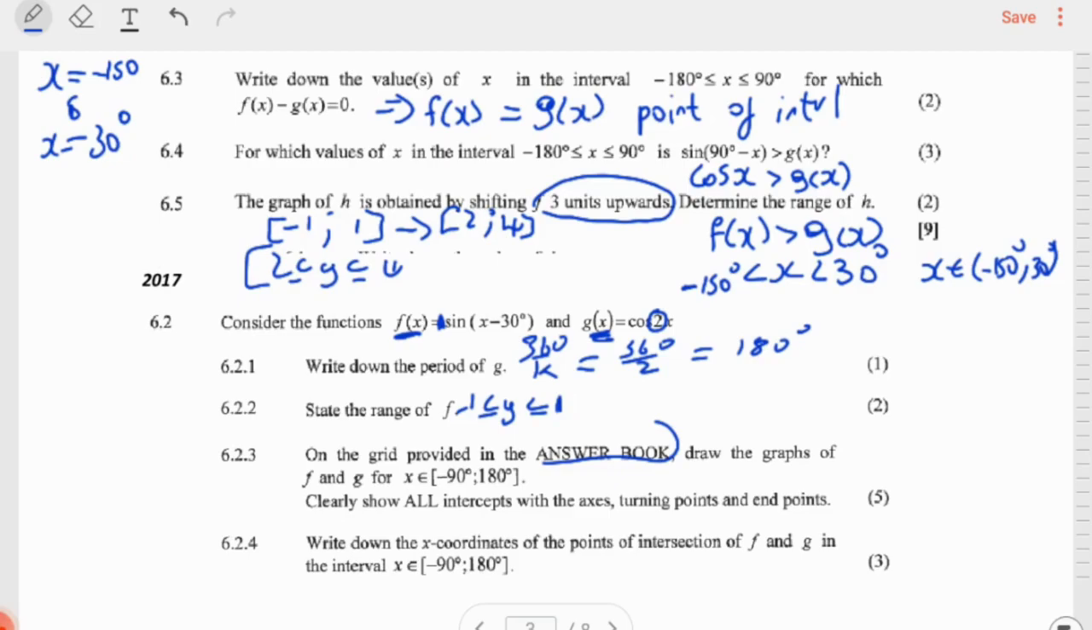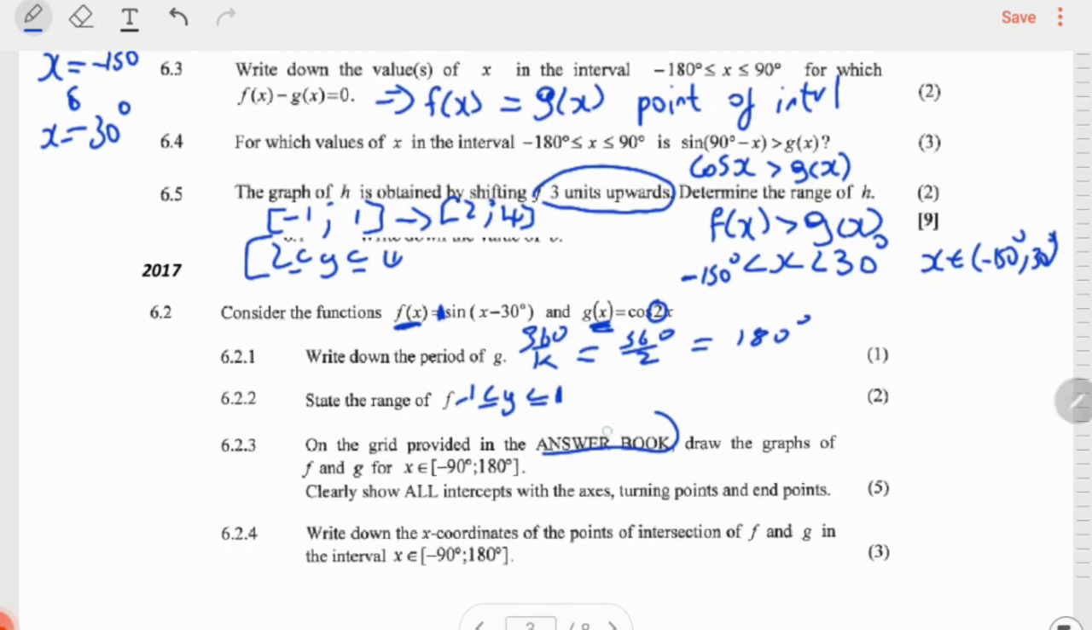Okay, the step is 13. So on the answer book, the step is given to be 13. So on your calculator, again, mode number 3, which is a table, it will give you f at x. Then you're going to put in sine of (x minus 30). So don't make the mistake of separating the x from the 30.